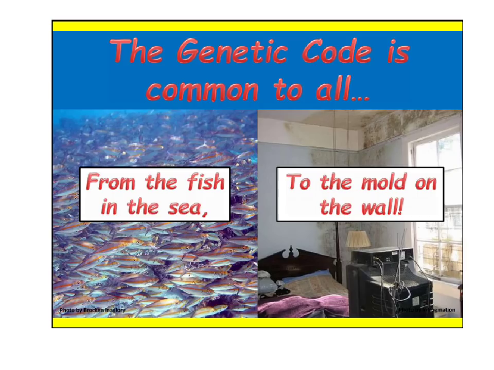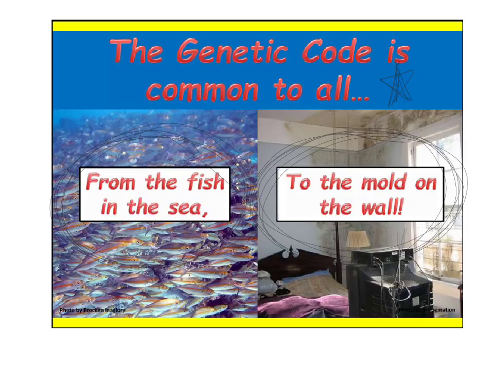The genetic code is common to all, from the fish in the sea to the mold on the wall. You're going to hear me say this about probably 800,000 times. This is a little way to remember that all of the organisms on this planet use the same four letters. And there's going to be a lot more rhymes like this you're going to see. The genetic code is common to all is the key idea here.